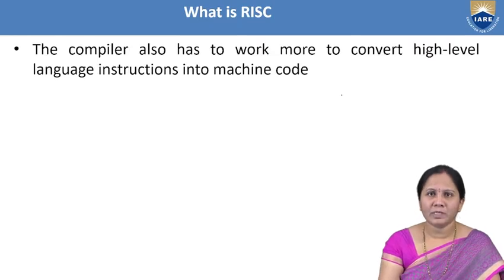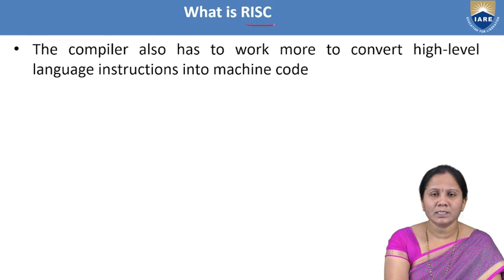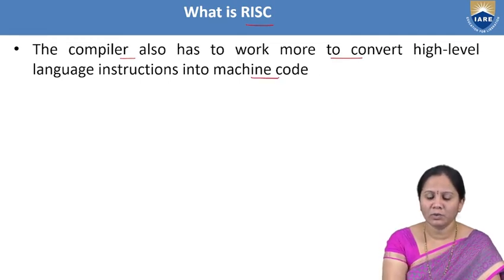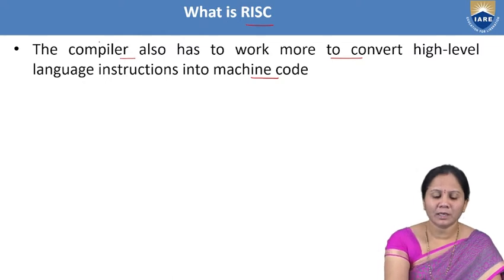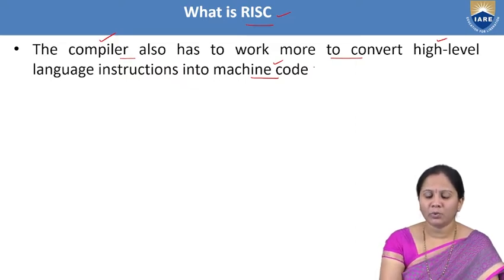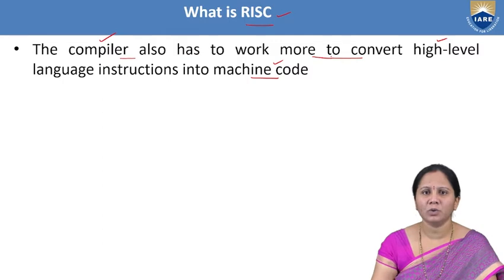And some more features are, in RISC, the compiler has to work more to convert high-level language instructions into machine code. That means here the compiler has to do more work. Generally, what is the purpose of the compiler? The compiler is going to convert high-level language instructions into machine code. So in the RISC processors, we are writing more number of lines in the program. So the compiler has to do more amount of work to convert high-level language instructions into machine code.